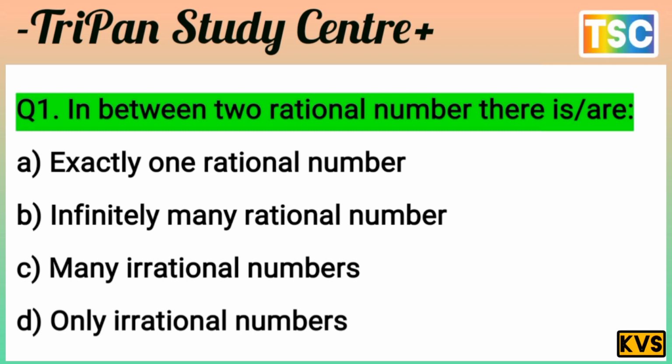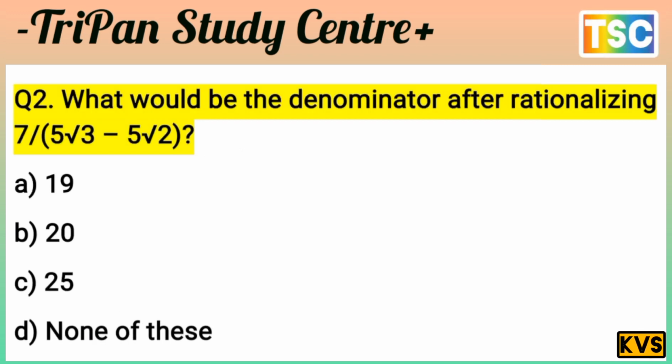You know that's an important question. It is asking for the rational number between two rational numbers. So it means the answer here is actually one rational number. Option A is correct here. Answer A is correct for this question. Let's see the next question.